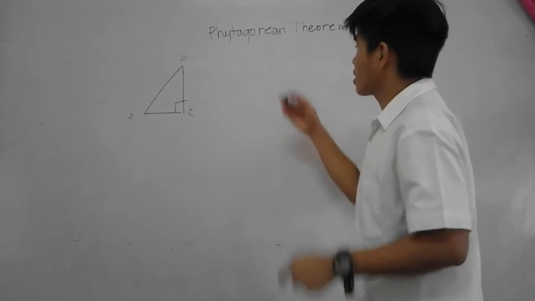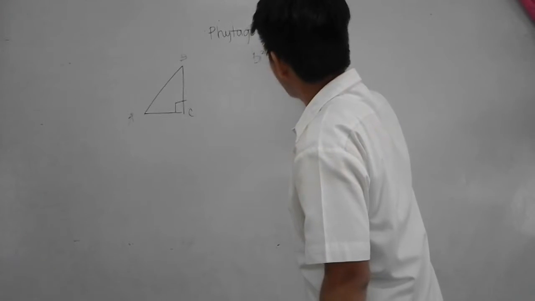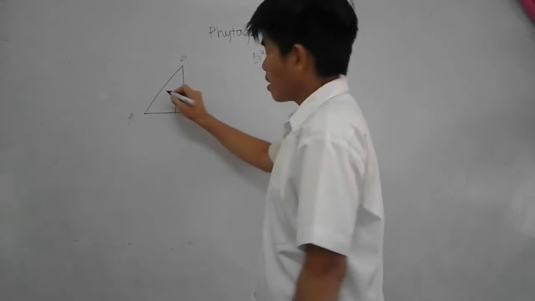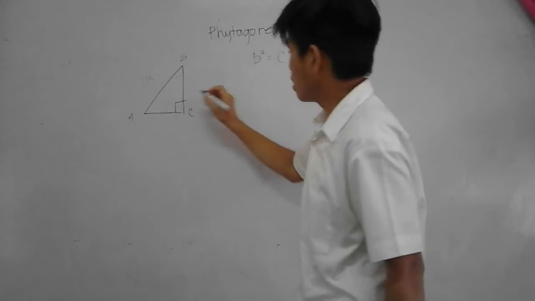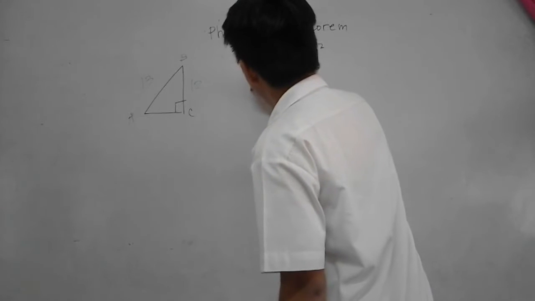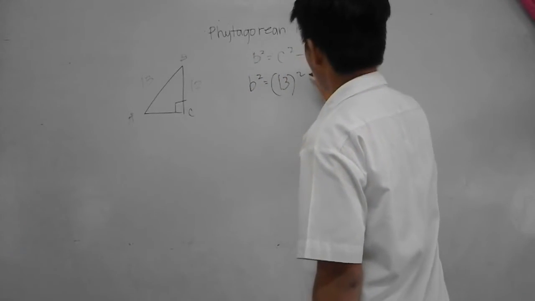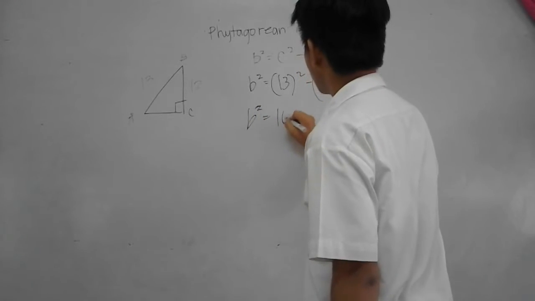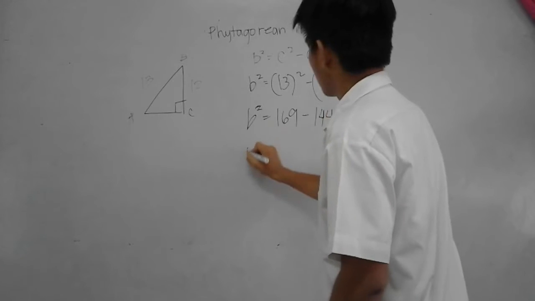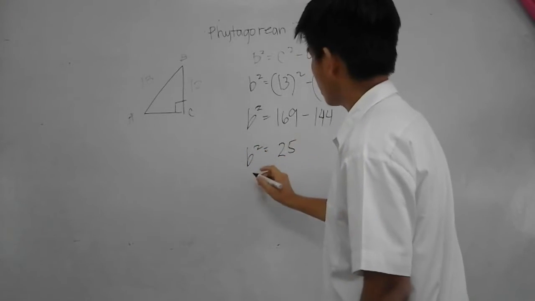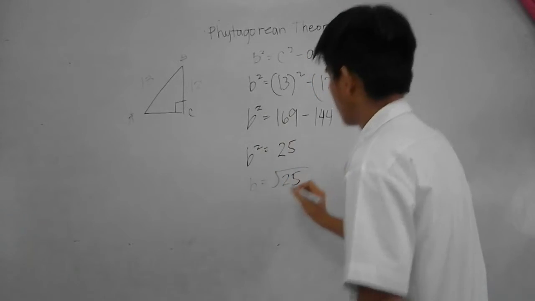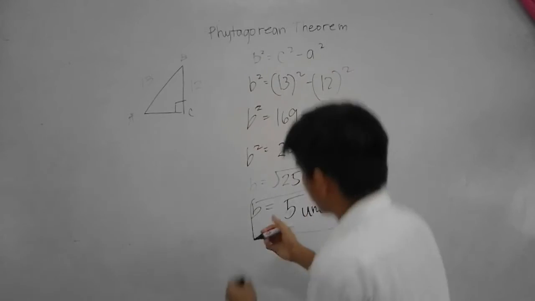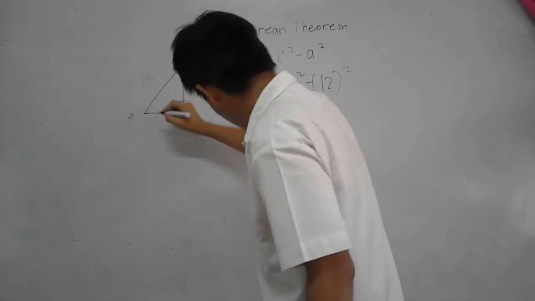The other formula in the Pythagorean theorem is b squared is equal to c squared minus a squared. Suppose the hypotenuse of this triangle is 13 and the side a is 12. Apply the formula: b squared is equal to 13 squared minus 12 squared. B squared is equal to 169 minus 144. B squared is equal to 25. Get the square root: b is equal to the square root of 25. B is equal to 5 units. The value of this side is 5.